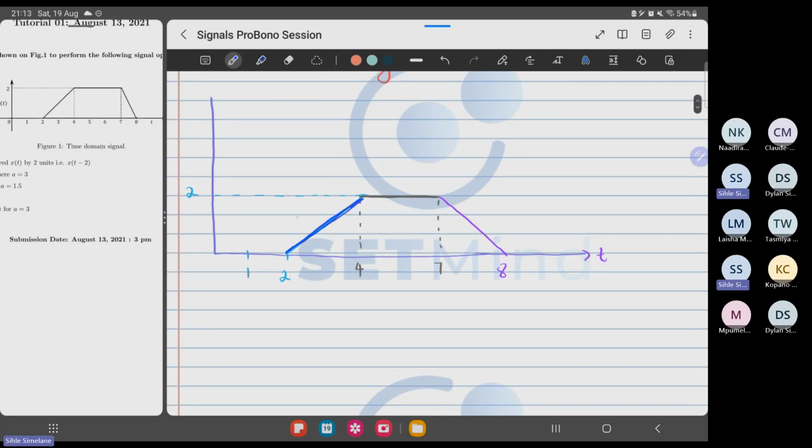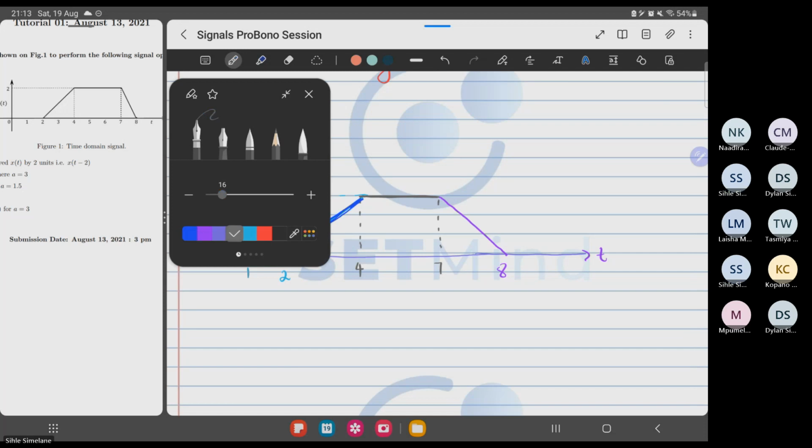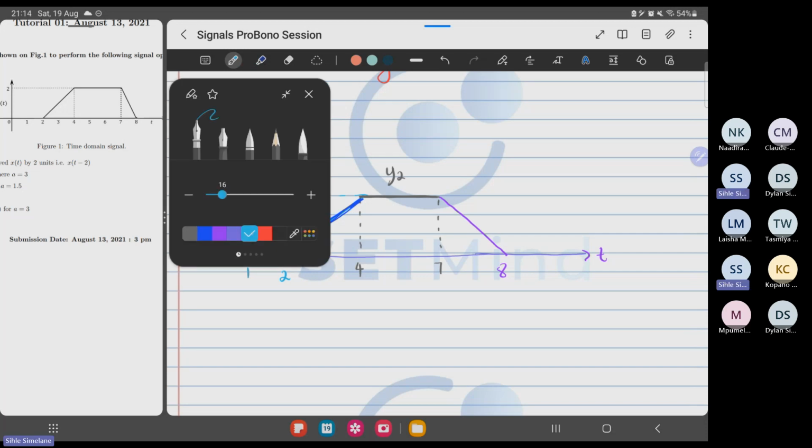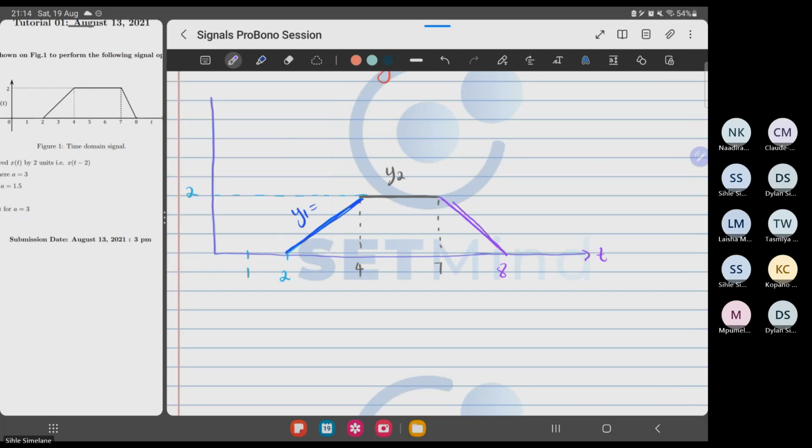Okay, so if you look at the blue line, let's call it y1. We need to find that equation. And then the gray line, if you look carefully, it's going to be a unit step. Let me call it y2. This gray line, and then I'm going to have the purple one. And that purple line, we'll call it y3. So we need to find y1, y2, and y3 for us to even start working.